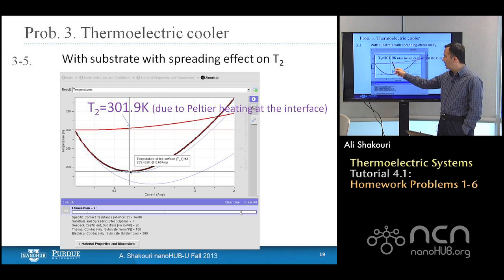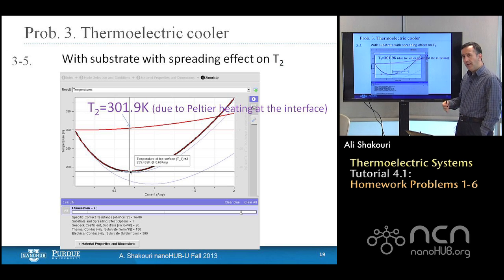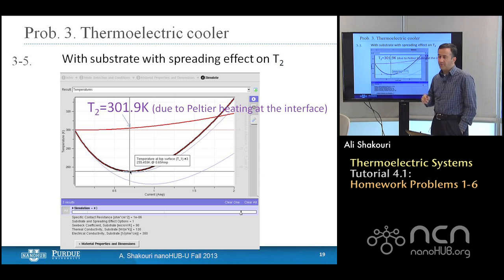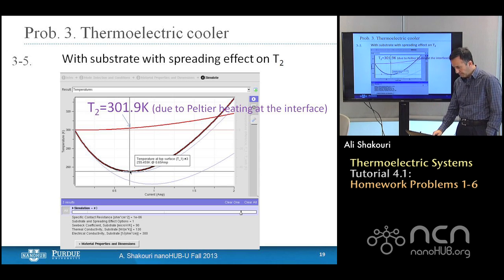You can see that at the optimum cooling, the substrate heats up a little, about 1.9 degree. Why? Because at the junction between thin film and substrate, there is a Peltier heating at that interface. There is also Joule heating in the substrate, depending on the conductivity of the substrate. That also could dominate, and these are the factors one has to consider.